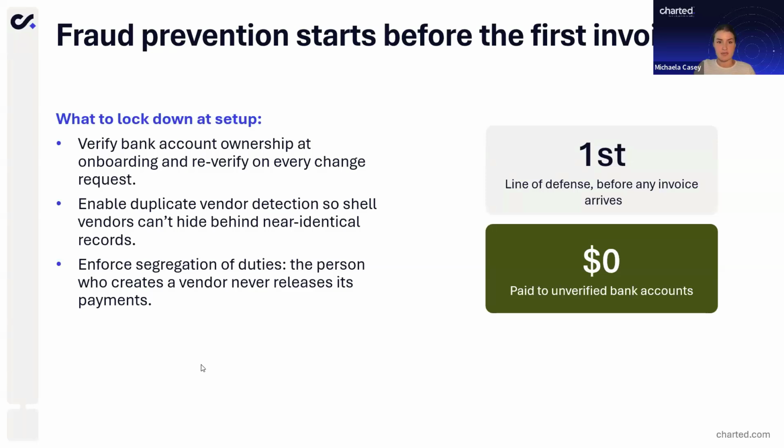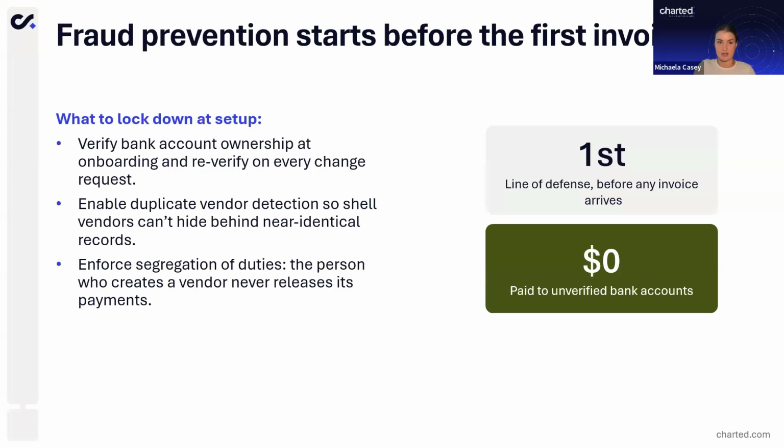Secondly, we have the option to enable duplicate vendor detection. Those shell vendors love to hide behind near identical records because those two records mean that there's two places for those fake invoices to live. So this really helps to catch it at that initial creation point.